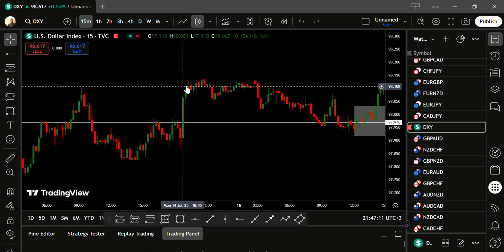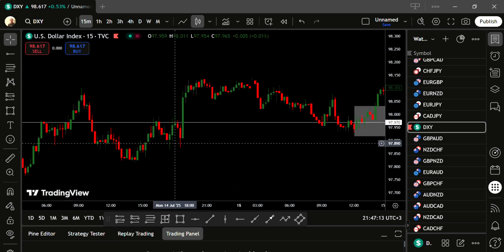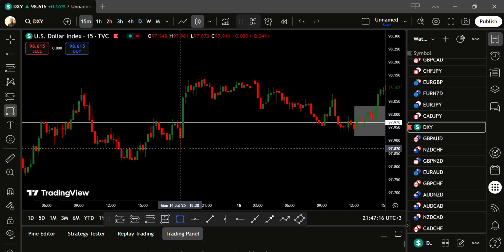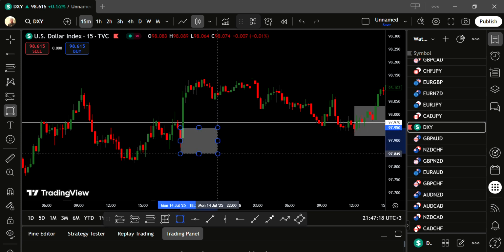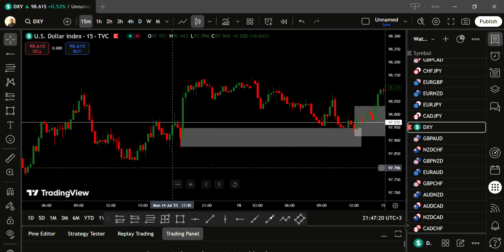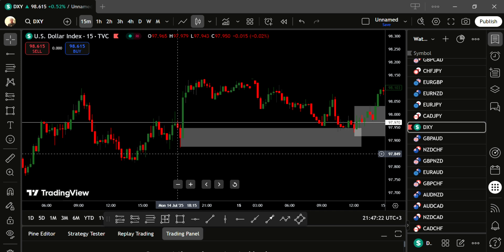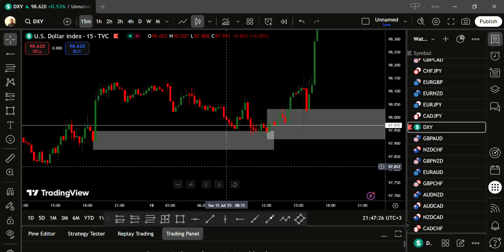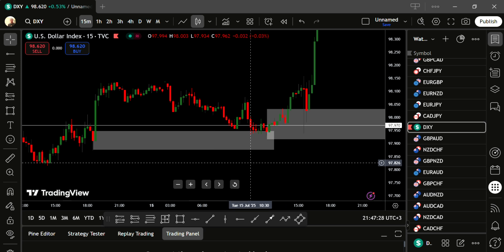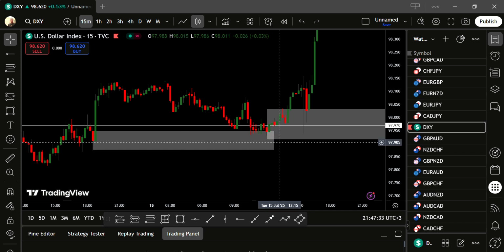Look at the displacement, one candle engulfing almost 4 previous candles. So you mark this area here. This was when? This was Monday at 6:30, and then the actual trade happened on Tuesday, but it happened today in the morning.